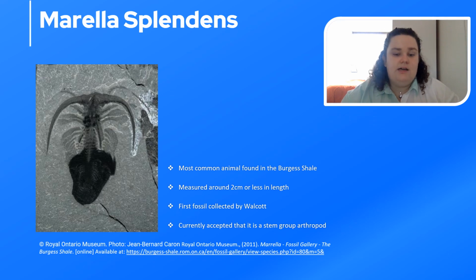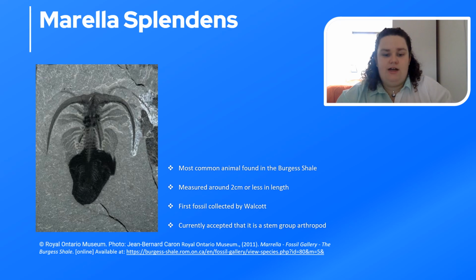Let's move on to Marrella, which is one of the most common animals found in the Burgess Shale, with over 25,000 specimens collected, which was last calculated around 2006. But I'm sure there have been many, many more since then. It measures around 2 centimetres or less in length, and it was the first fossil that was collected by Walcott, and Walcott informally called Marrella lace crabs. It's currently accepted that this is actually a stem group arthropod, and there is evidence of Marrella molting and shedding its exoskeleton, and it's thought to have been a benthic bottom-dwelling scavenger.